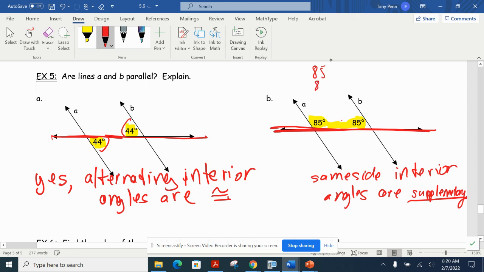Close. Let's add these guys up. So if I did 85 plus 85, we're going to get what, 170? So are they supplementary? No, they're close. So we would actually say no, because same side interior angles are supposed to be supplementary, and that's not what's playing out here. Okay. So right explanation, same side interior angles are supplementary, but in this case, the 85, 85 don't add up to be 180. Okay.